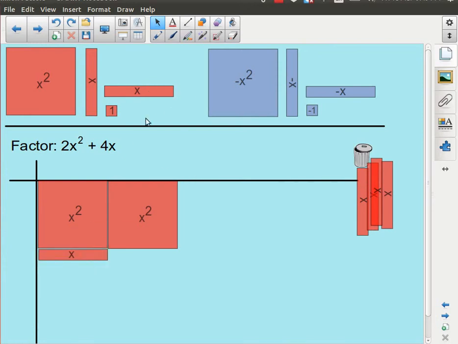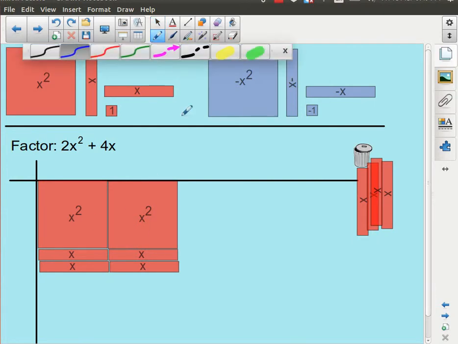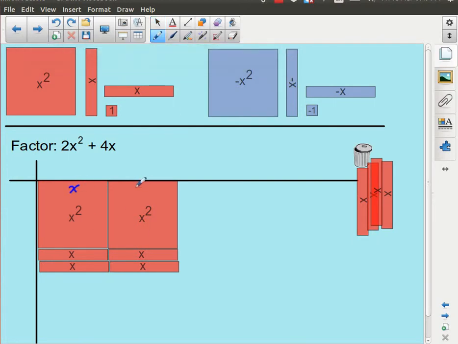Well, I could make a rectangular shape that way, but that's only 2 x's. But if I bring down 2 more, there I have my 2x squared plus 4x. And now this one, that's an x and that's an x, which means 2x along that side. That's an x, that's a 1, that's a 1. And so this one is going to be x plus 2.